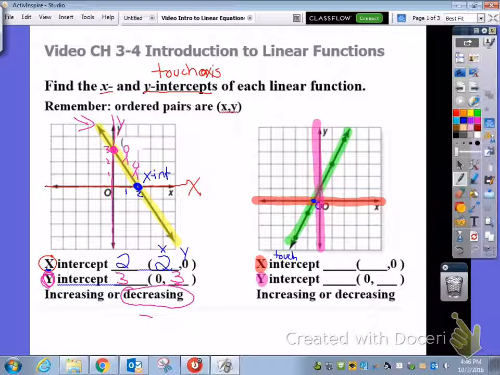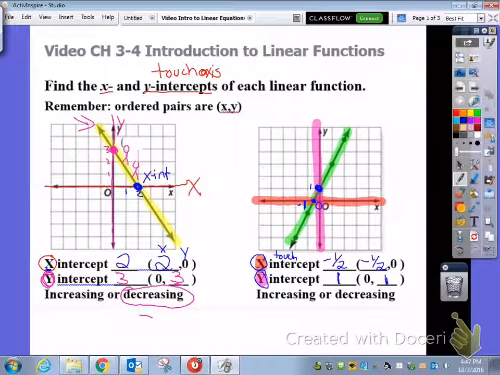Now this is 0 and right here is 1. So it is halfway between 0 and negative 1. Well, think about if you have $1, what's halfway between no money and $1? It's 50 cents. So halfway between 0 and negative 1 is negative 1/2. That'd be like negative 50 cents. And since it is the x-coordinate, it goes in the first spot. Okay, x-axis, x-coordinate. Y-intercept, where does the green line touch the y-axis? It touches it here, which is 1. So touches it at 1. Since it's the y-intercept, it goes in the y-coordinate, 0, 1.